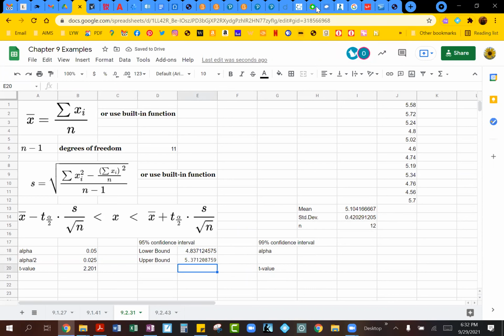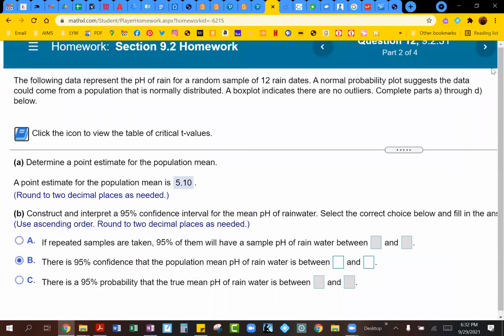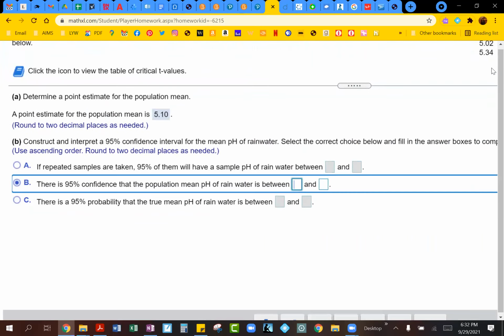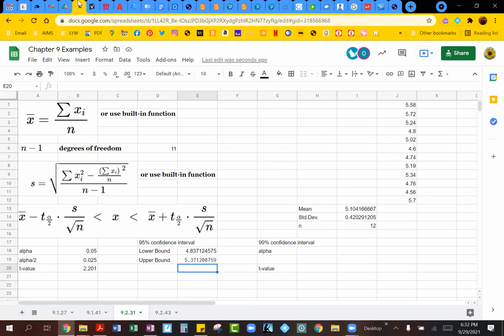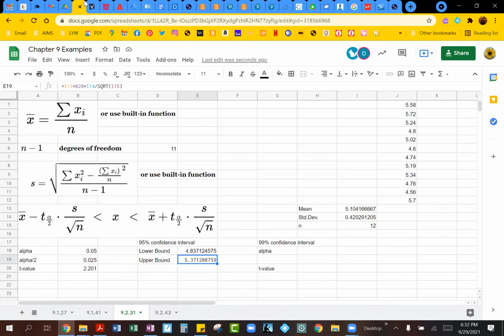That's one of the reasons why I love using Excel or Google Sheets: you can type in that formula once and not have to do the whole calculation again. So let's see, guys, our rounding rule is 2 decimal places. So the lower bound comes out to be 4.84. And for our upper bound, we have 5.37. Alrighty.